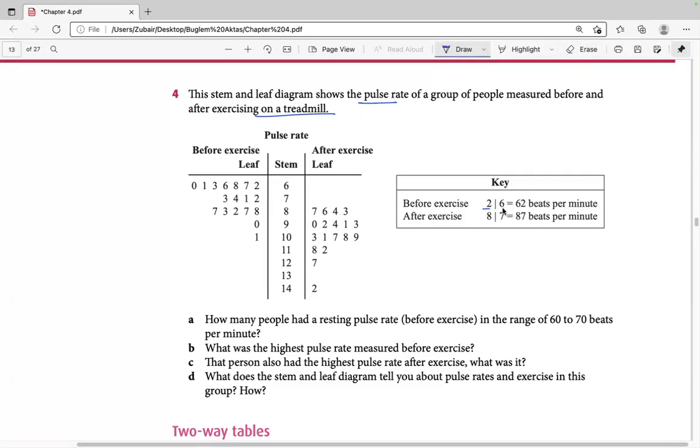So that says 2 | 6. So I have to find 2 on the left hand side and I have to find 6 on the right hand side. And so this is the only option. 2 | 6 means 62 beats per minute. So that's 62. And after exercise, 8 | 7 means 87. So we know how to read it, what the value means. So, how many people had a resting pulse rate before exercise in the range of 60 to 70? So we already know we are talking about this 60 to 70. So I'm looking at 6 and 7 only.